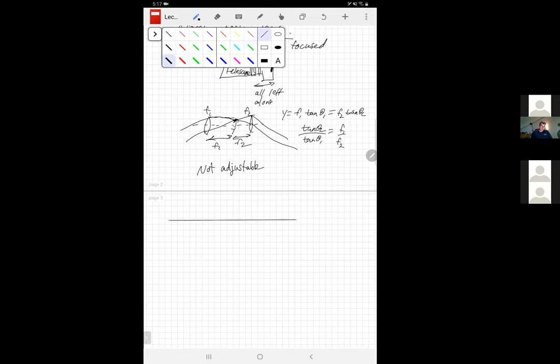So instead, what we would like to do is to create a system of three lenses, F1, F2, F3, and we'll call this one X, and we'll call this whole length D, and we'll call this D minus X. Actually, let me make sure that's the notation I used in my Mathematica file.